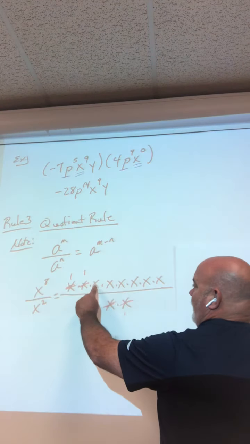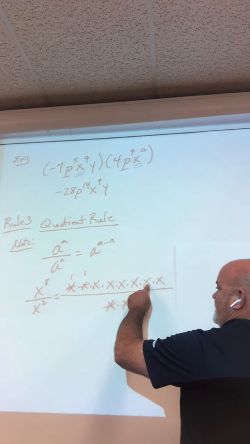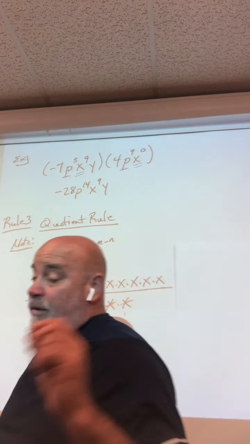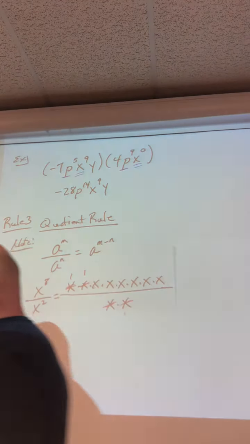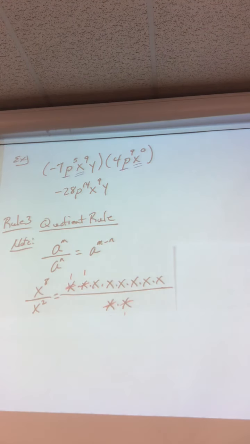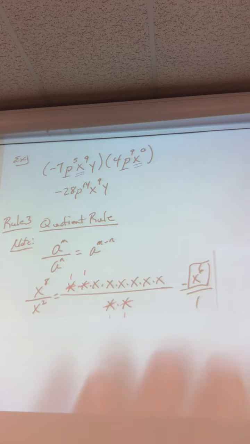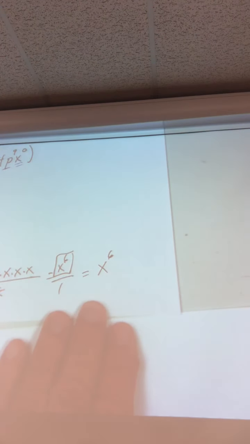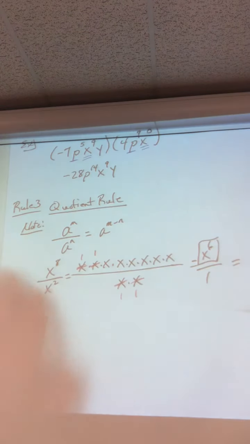But look at what you're left with. x times x times x times x times x times x. x times itself 6 times, which is not 6x, by the way. x times itself 6 times, which is x to the 6th power over 1, or just x to the 6th power. So, now I don't want you to write it out that way. I just want you to go straight to the answer. But I just wanted to show you why that rule works the way that it works.